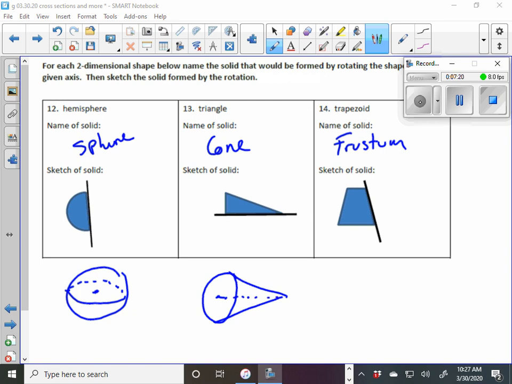That's the height of the cone, if you will. And then this one ends up being somewhat interesting, where you have two different sizes of circles. And basically what this is, is a cone with the top lopped off. Anyway, kind of an interesting scenario.